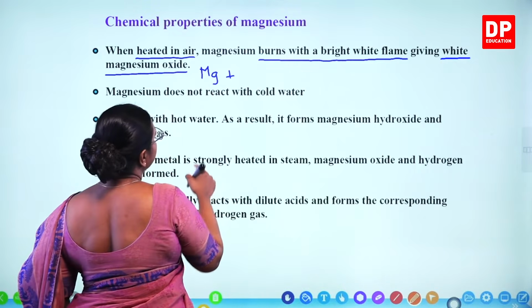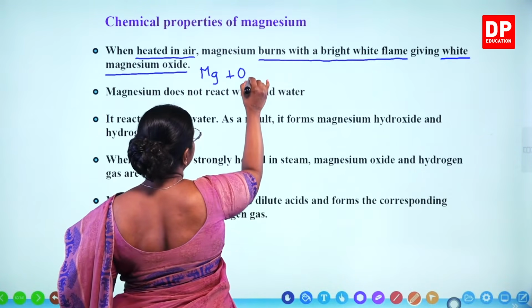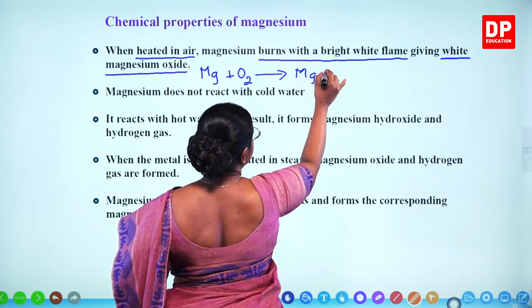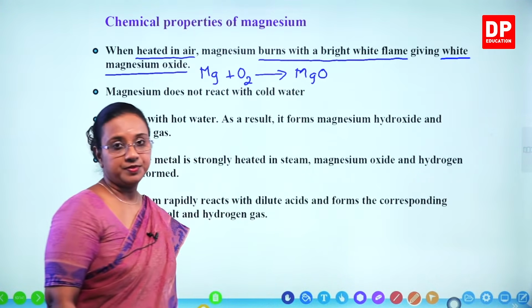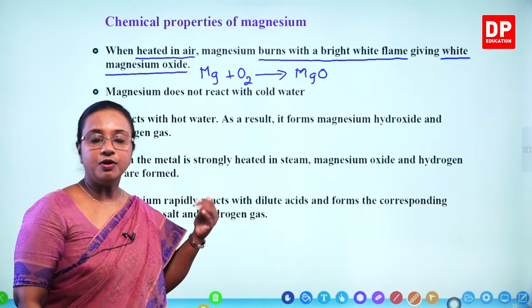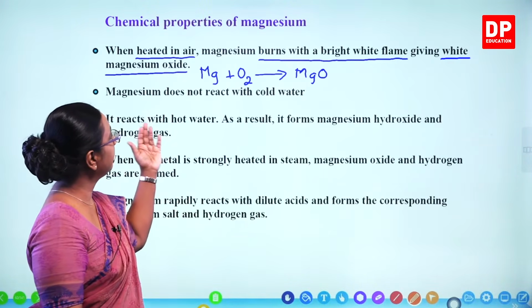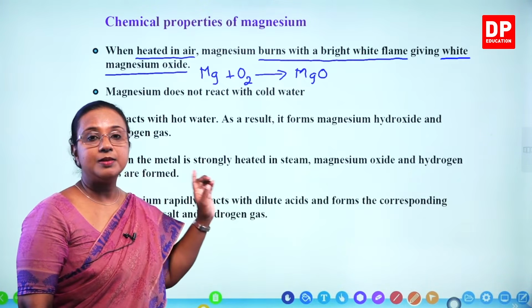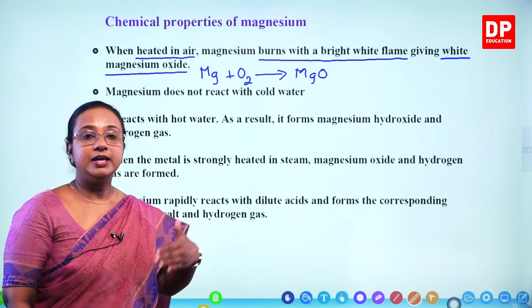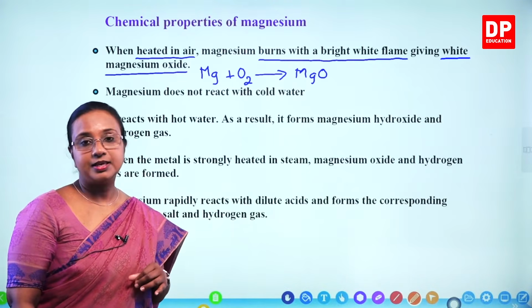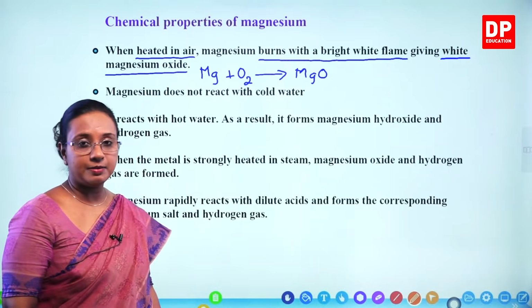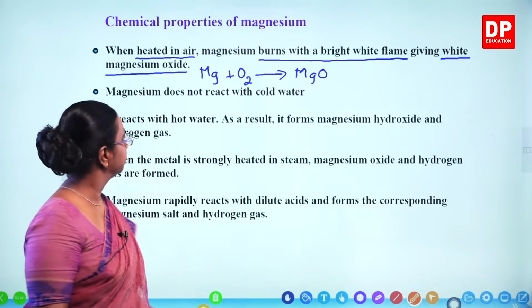If we write the reaction, magnesium plus oxygen will give you magnesium oxide. So as I said before, you have not learned the way of writing chemical equations, but this will be useful for you in the lessons hereafter. So for convenience, I am showing you all the chemical equations as well.